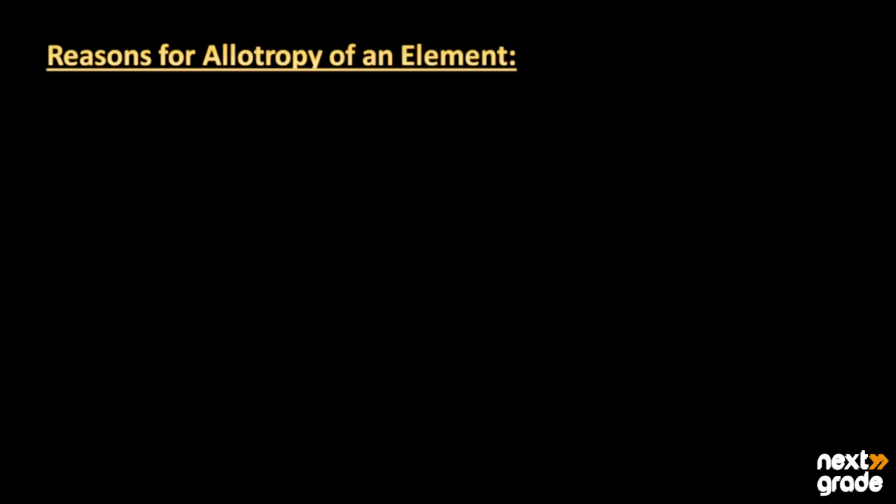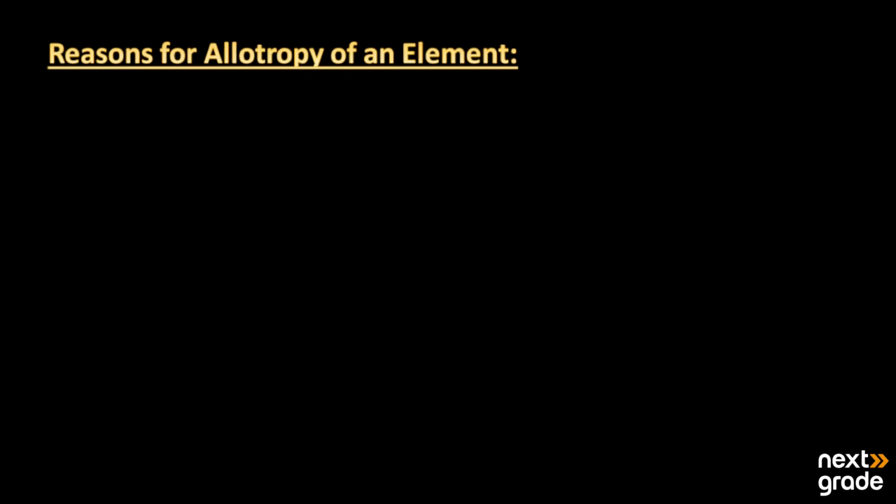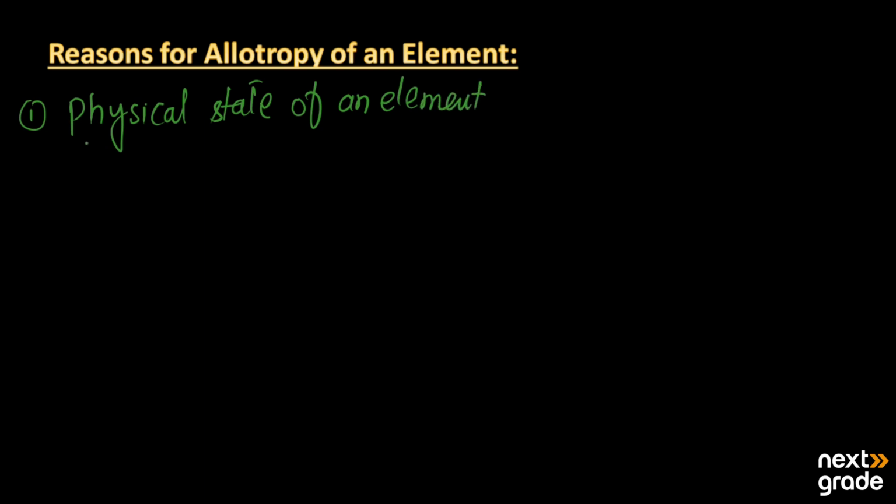Next, what are the main reasons for the allotropes of an element, that is, why the allotropic forms of an element can exist. The first reason is that an element can exist in more than one physical state. It depends upon the physical state of an element.